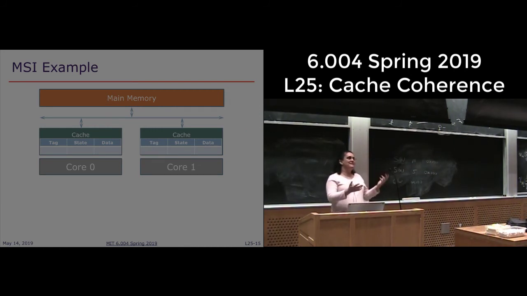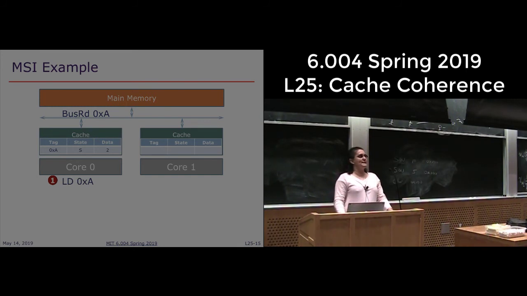Okay, so let's work through an example with the MSI protocol. So once again, we're going to have 2 cores, and we're going to do a bunch of loads and stores of this address A and see what happens. Okay, so we start off with core 0 trying to load address A. Initially, it's not in its cache, so it's going to issue a bus read request, and the memory is going to respond. It's now going to go into the shared state and have the value 2 in its cache.